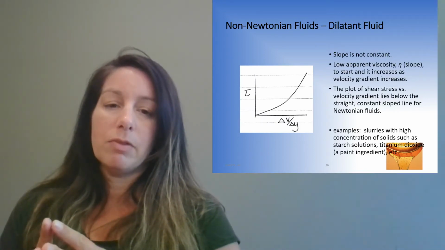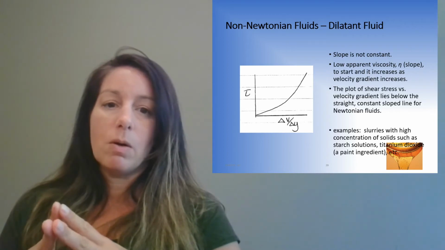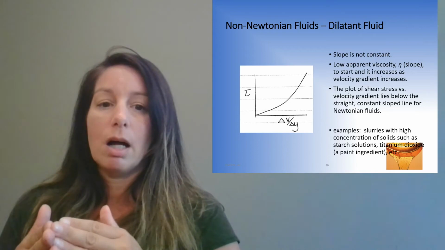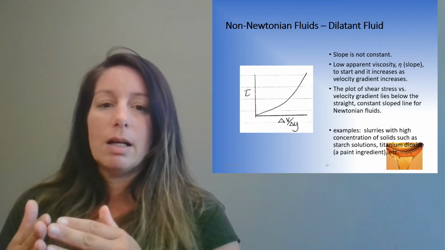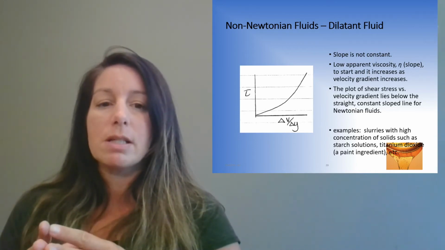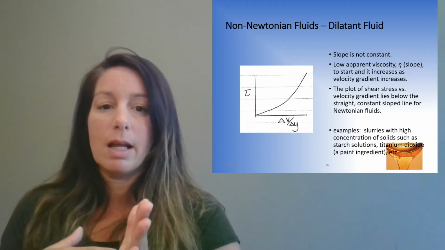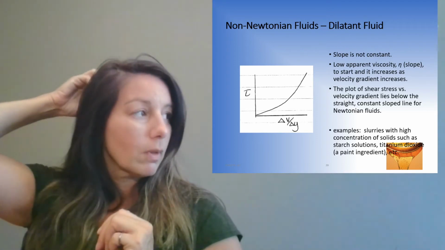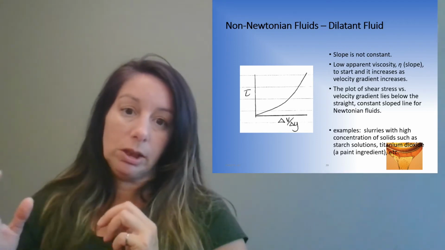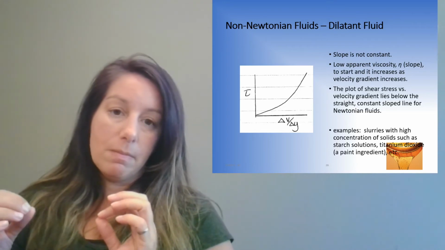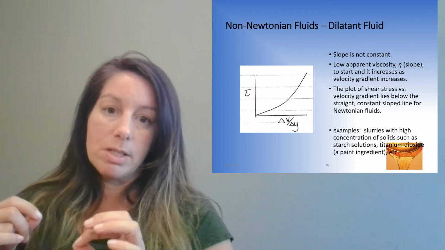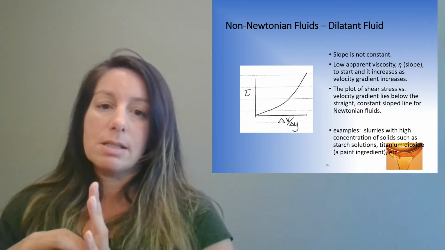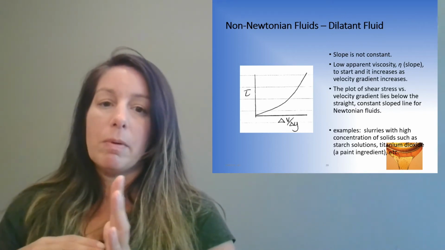Non-Newtonian fluids. Here we've got shear stress and the velocity gradient, so the slope is not constant. It's low apparent viscosity. The slope starts low and increases as the velocity gradient increases. As the change in velocity over the change in height increases, so does the slope of eta.